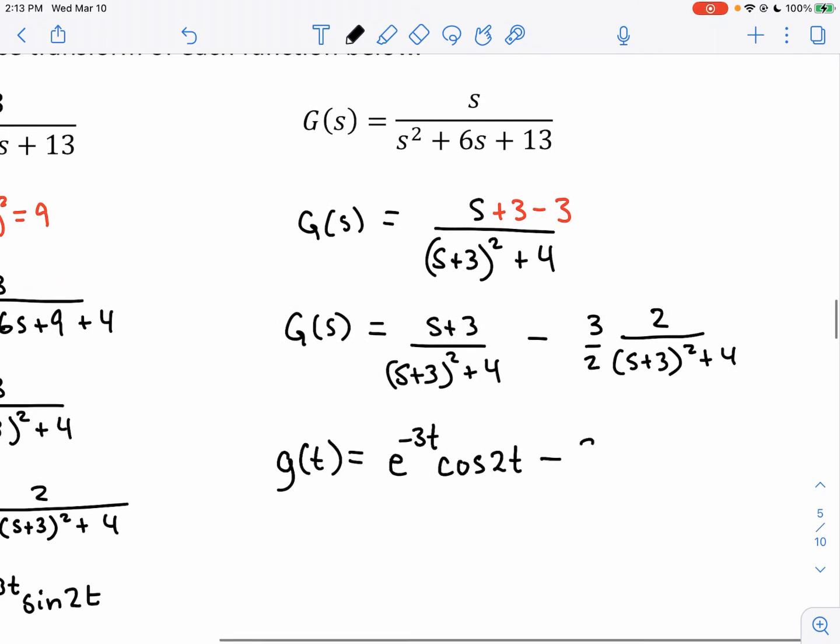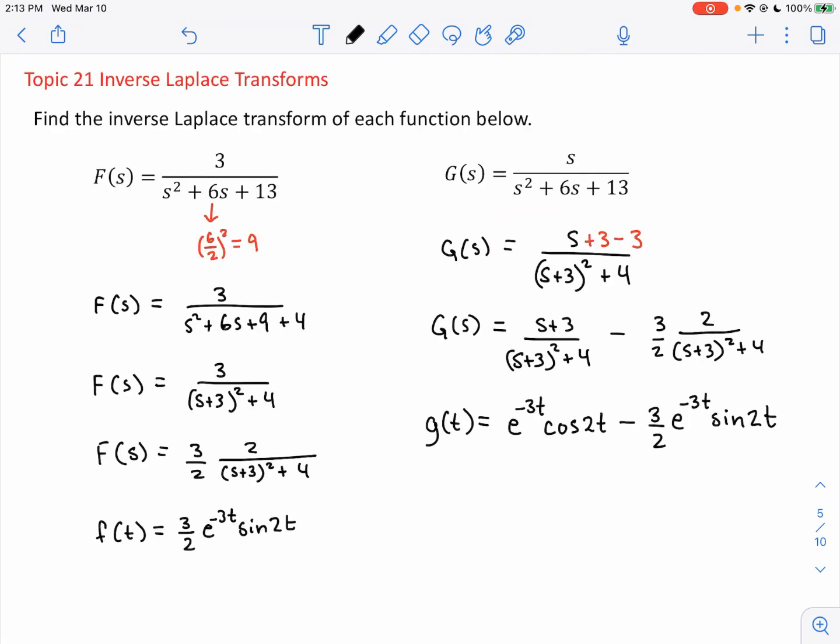And then we have minus 3 halves, and this one involves the sine, where a is negative 3 and b is 2. So we have e to the negative 3t again, and this time sine of 2t. Okay, so completing the square was required to prep these for doing inverse Laplace transforms.